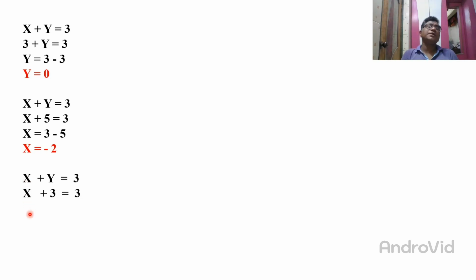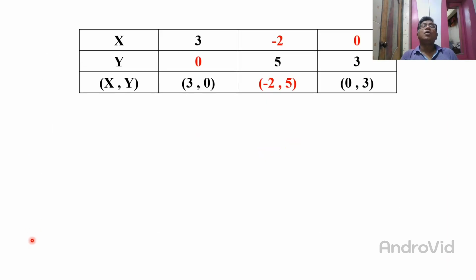So x remains as it is, and the y value is 3, so x plus 3 is equal to 3. The plus 3 goes across and becomes minus 3. So what do you get for x? Just see. Here 3 is carried as it is, plus 3 goes across as minus 3. So 3 minus 3 is 0. So x is equal to 0. In such a way we are finding the values which are required.